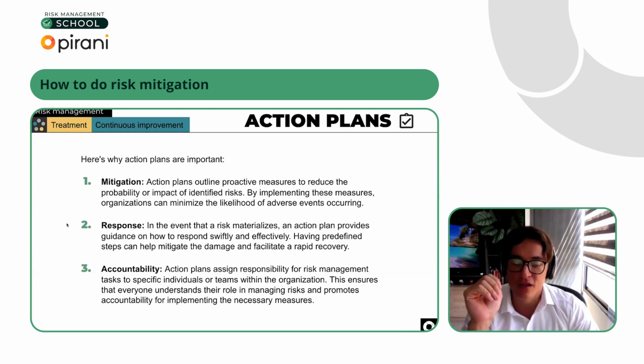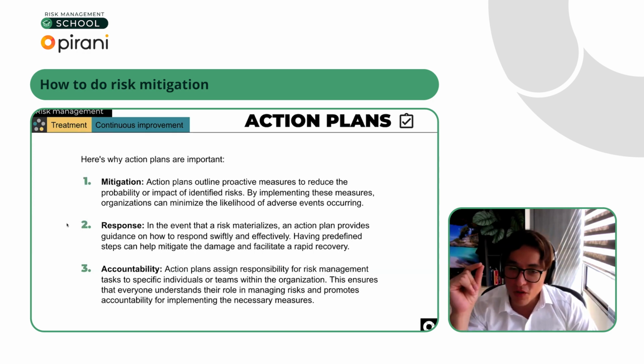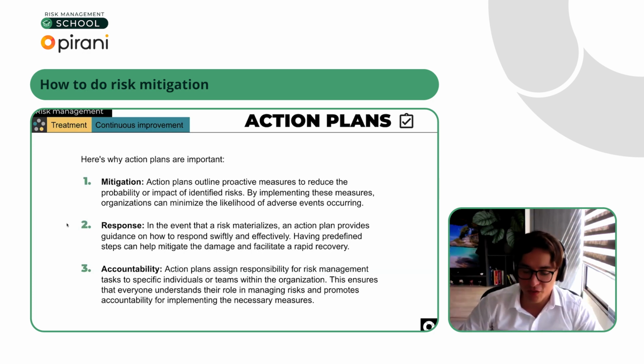The second is response. In the event that a risk materializes, an action plan provides guidance on how to respond swiftly and effectively. Having predefined steps can help mitigate the damage and facilitate a rapid recovery. And you may say, okay, we can also have a control for that. And three, accountability. Action plans assign responsibility for risk management tasks to specific individuals or teams within the organization. This ensures that everyone understands their role in managing risks and promotes accountability for implementing the necessary measures.